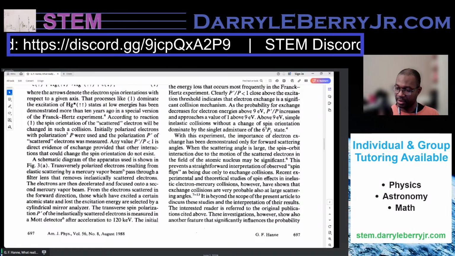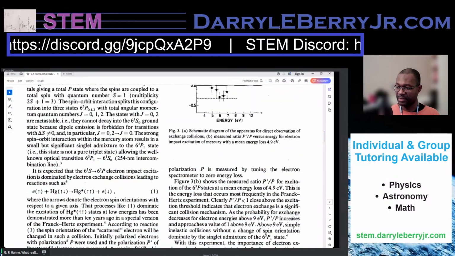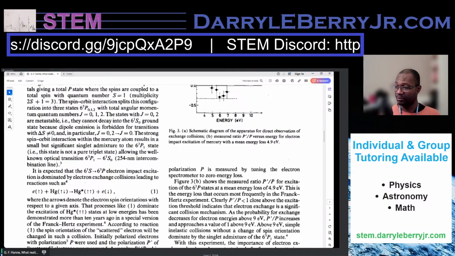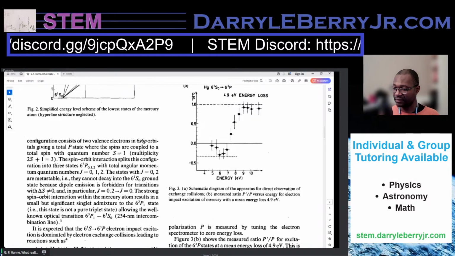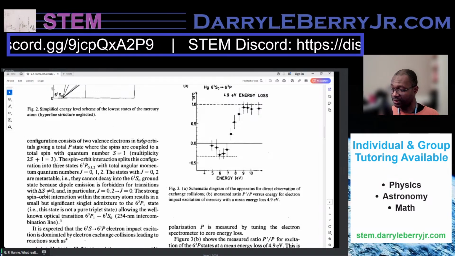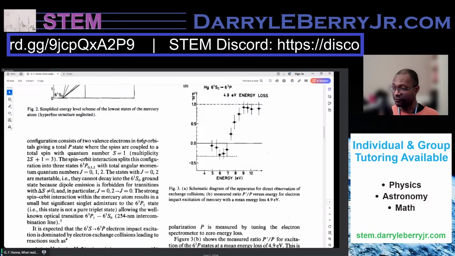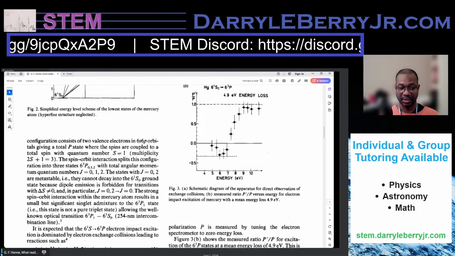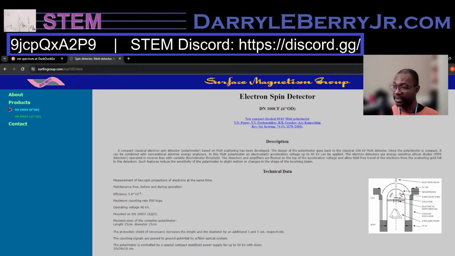All right, so I was at the bottom line here. The initial polarization P is measured by tuning the electron spectrometer to zero energy loss. And we have Figure 3A, which was the schematic diagram of the apparatus for direct observation of exchange collisions. Measured ratio P prime over P versus energy for electron impact excitation of mercury with a mean energy loss of 4.9 electron volts. And again, they seem to be using the Mott detector to do that.